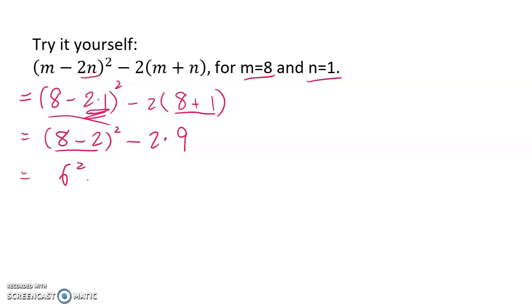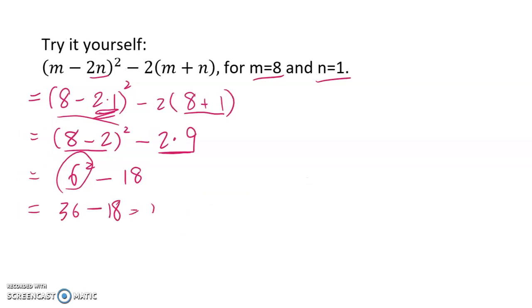So 6 squared minus, I'll just work on this. This is 2 times 9, which is 18. Okay, now we have two operations left. One is the squared, one is subtraction. Obviously, the exponent comes before subtraction, so you will work on this part first. 6 squared, that's 36, minus 18, that is 18.